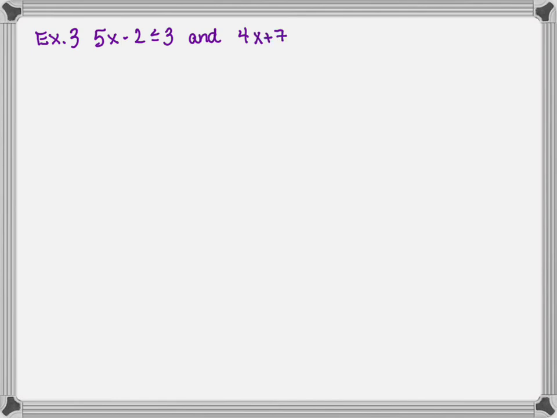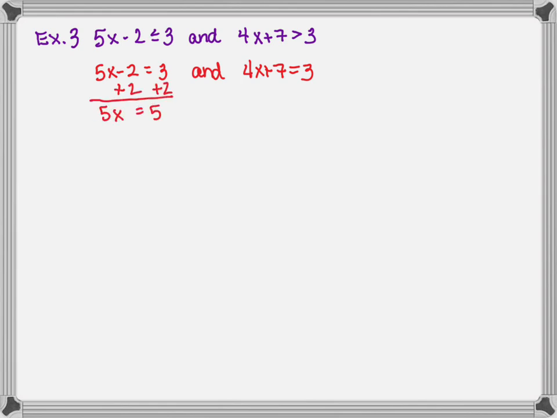Okay, example 3. This one is an AND inequality. So we have 5x minus 2 is less than or equal to 3 and 4x plus 7 greater than 3. So same first step. Let's rewrite these as equations and solve. So I'll rewrite as 5x minus 2 equals 3 and 4x plus 7 equals 3. Solving, I'll add 2 to both sides. I get 5x equals 5. I'll divide both sides by 5 and I'll get x equals 1.